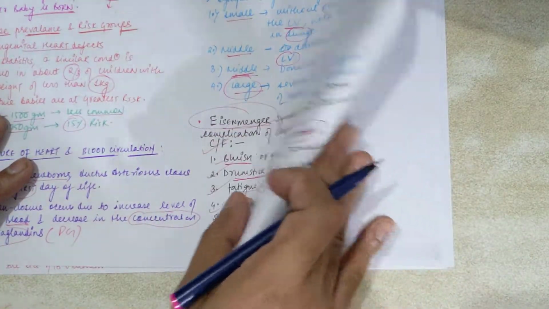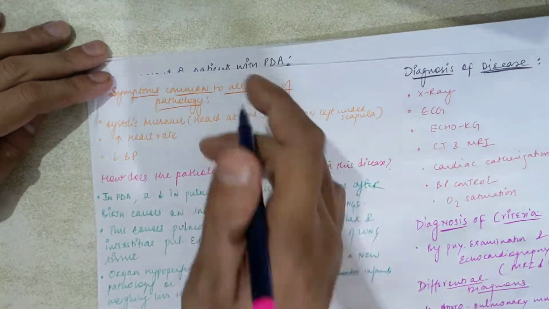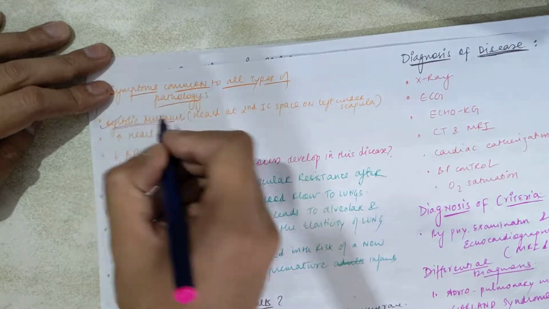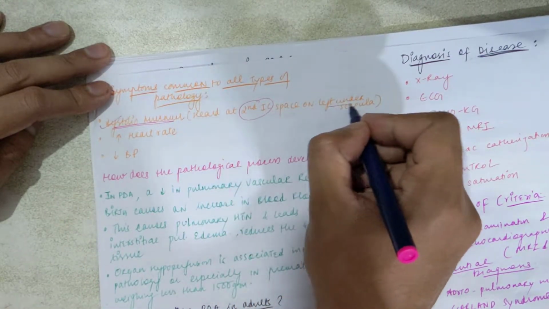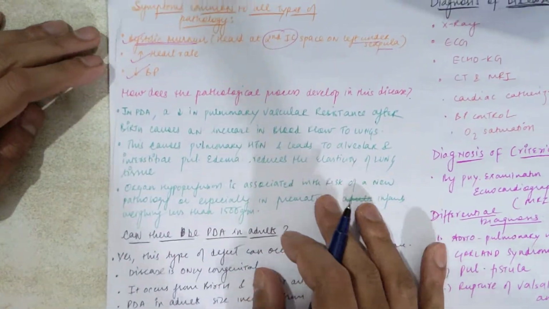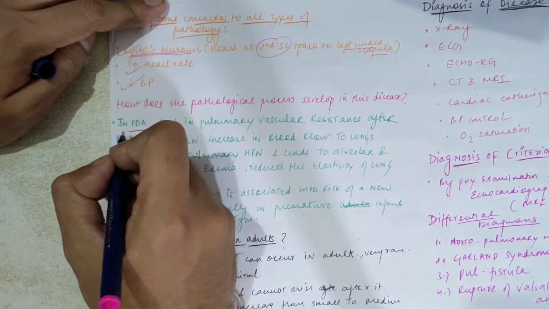Clear? Now we have to see the symptoms common to all types of pathology in patent ductus, so in congenital diseases. Systolic murmur we will see at the second intercostal space, left of the scapula. Heart rate is increased and blood pressure is decreased. Now how does the pathological process develop in this disease? Now we can see the pathology, how it develops.